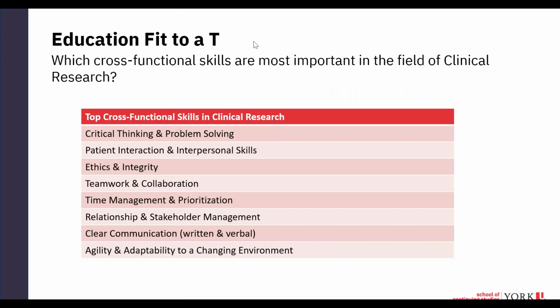Now, through a lot of research and collaboration with industry, these are the cross-functional skills that have risen to the top as being the most important in the field of clinical research. And these are all items and skill sets that you'll be practicing throughout the program. So should you choose to take this program, I just want you to be aware of this, because it's very important that you know kind of where you're going, where you're heading, and why, and keep these top of mind. So reading off a few of them, we've got critical thinking and problem solving, patient interaction and interpersonal skills. We talk a lot about relationship and stakeholder management, communication, and one that we hear about a lot is agility and adaptability to a changing environment.